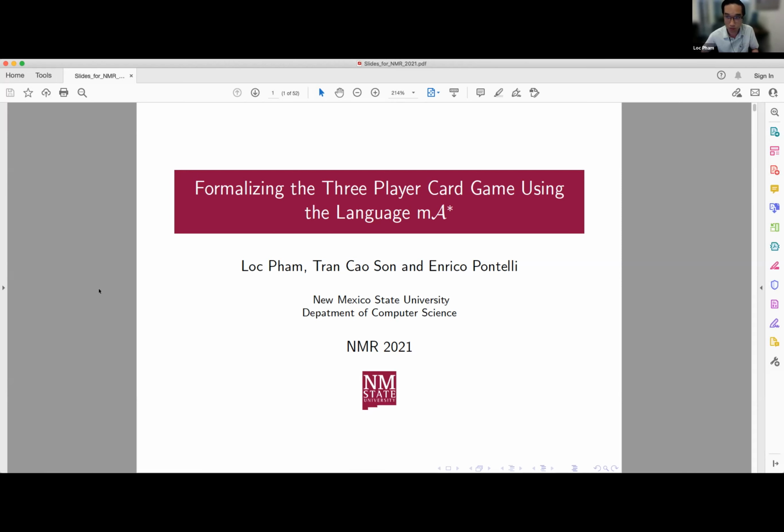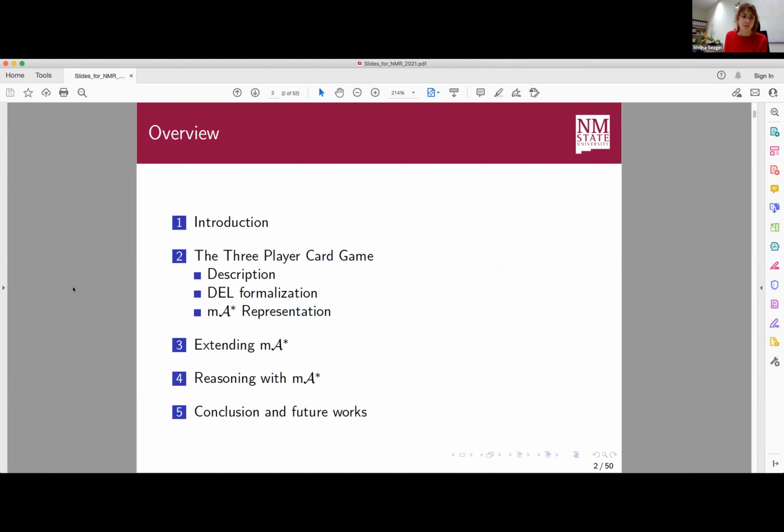Today I'm going to present our recent work about formalizing the three-player card game using the language MA Star. The talk will contain 5 parts. First is the introduction about our work. Then I will present the three-player card game, and how it can be represented in dynamic epistemic logic and MA Star. Next, I will propose some extensions for MA Star to deal with this domain and use that to reason in this game in MA Star. The final part is the conclusion and future work.